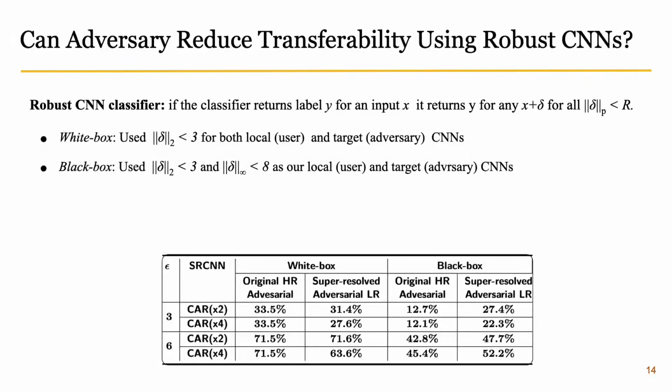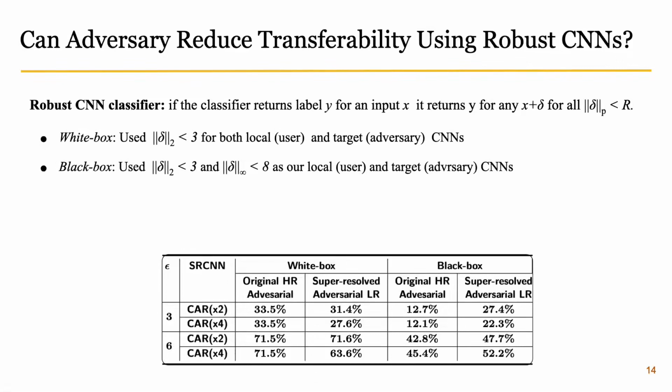We received a great question from reviewers during the rebuttal phase. They asked how the transferability of low-resolution adversarial images might be affected if the adversary uses a robust CNN. A robust CNN is defined as follows: if the classifier returns label Y for an input X, it returns label Y for any input X plus delta, for all delta less than R. We observe in this scenario, if the user utilizes a non-robust CNN, she cannot learn a transferable adversarial image. Therefore, we use two pre-trained robust models on the ImageNet dataset as users' and adversaries' CNNs and evaluated both black box and white box scenarios. Our experiments show that the super resolved images have comparable transferability to the original adversarial images.